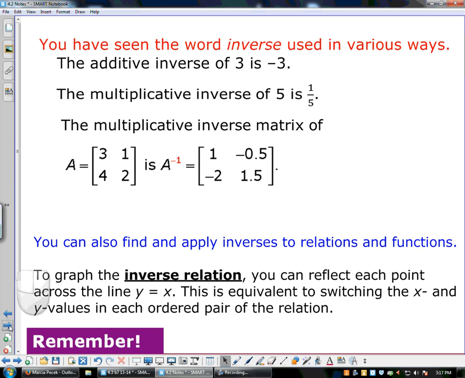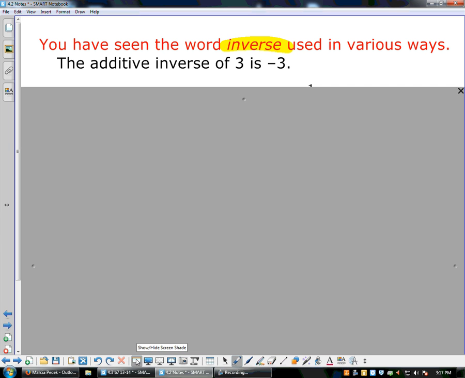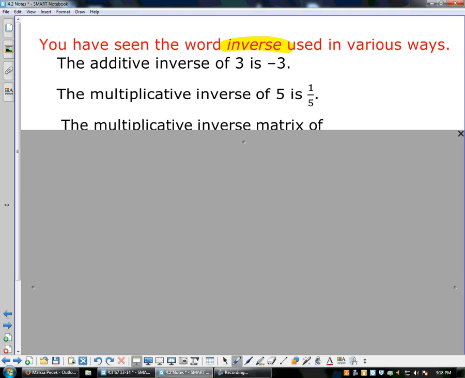So to get us started, you may have seen the word inverse used before in various ways. We've talked about an additive inverse, and that's what would you add to 3 to take it to 0, or its opposite, which would be negative 3. And the multiplicative inverse of 5 is 1/5, which gives me what I need to multiply 5 by to get 1. I would need to multiply 5 by 1/5. So those two are inverses.